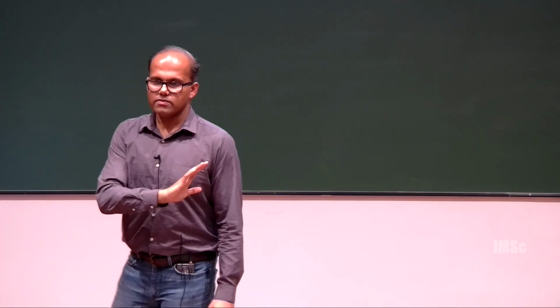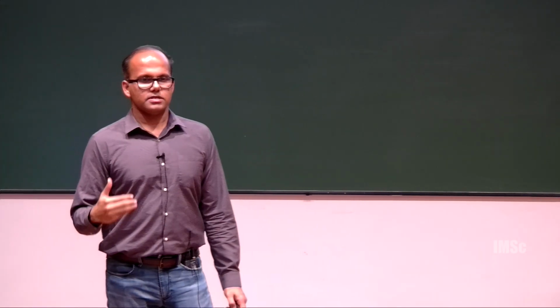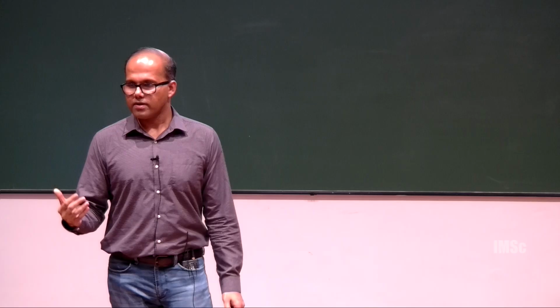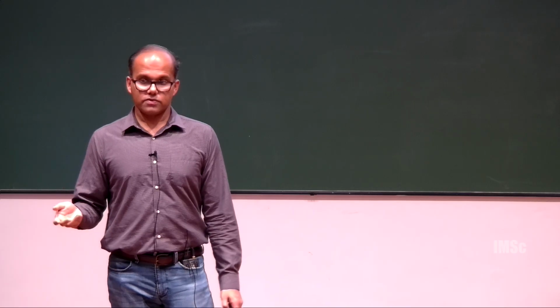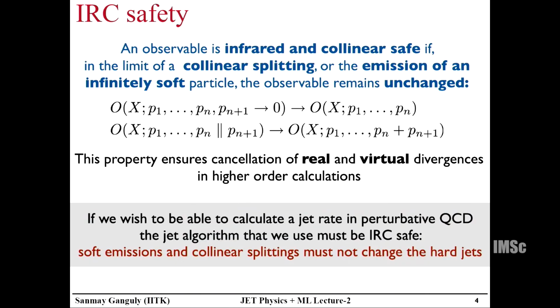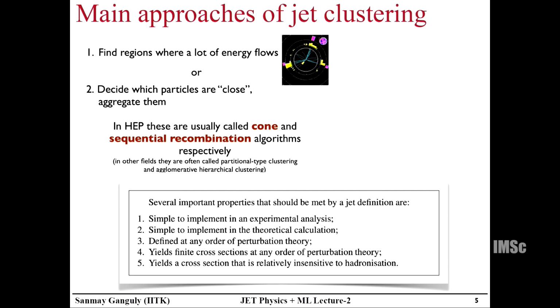So this is the formal way we define whether something is infrared and collinear safe, and whatever the jet observables are, they should pass these 2 criteria. Okay, this is called IRC safety, and every jet algorithm has to follow it, and we will see how that follows.